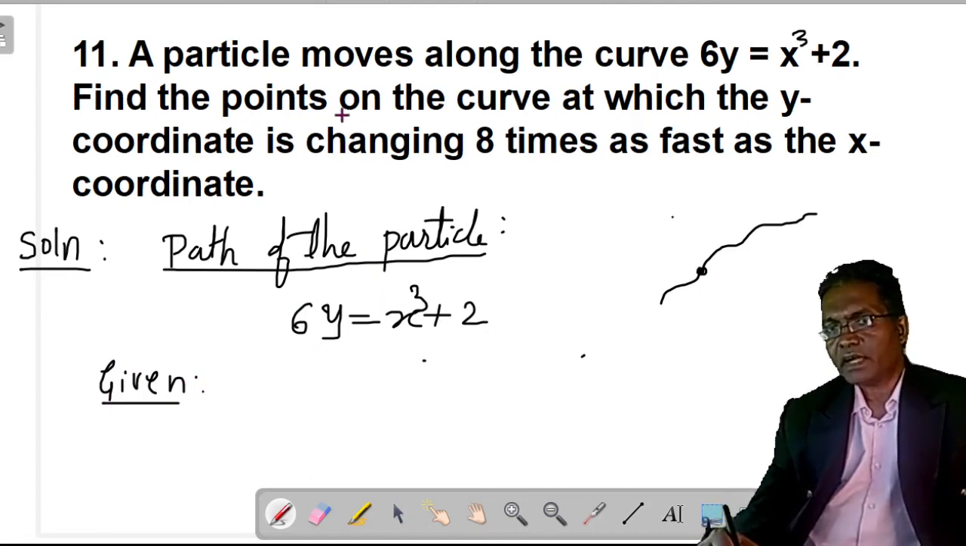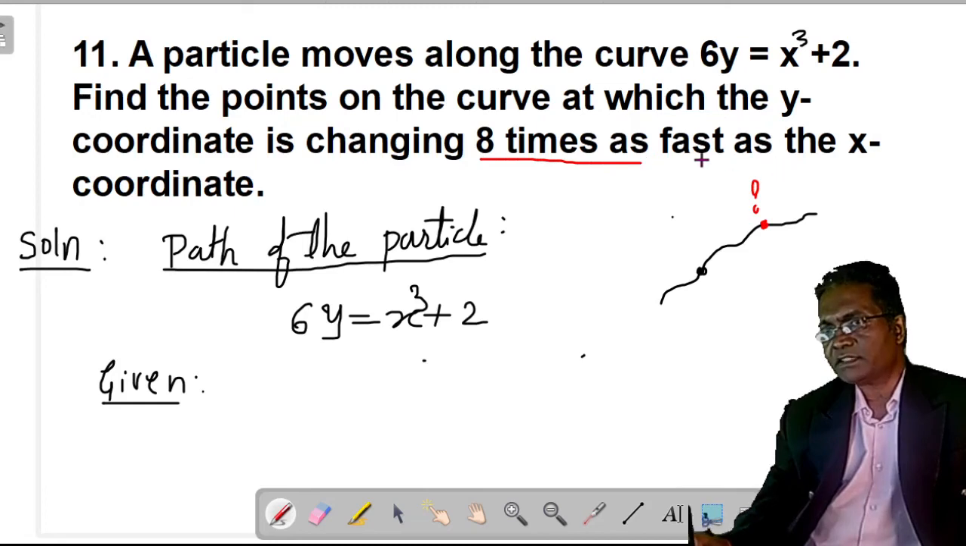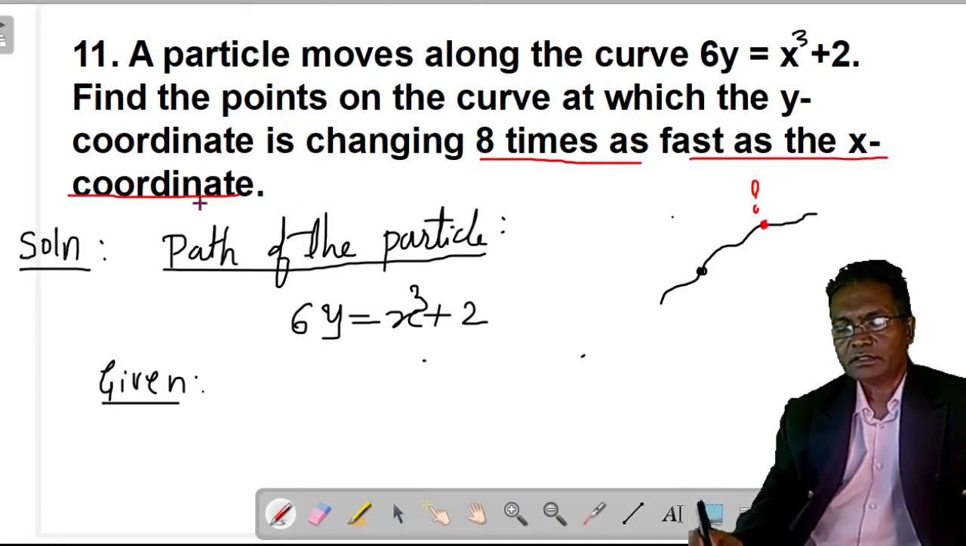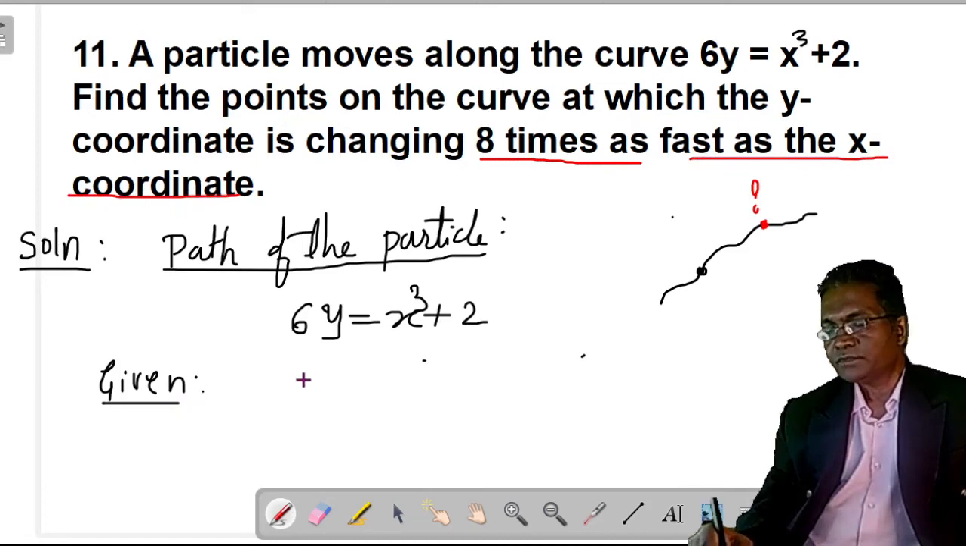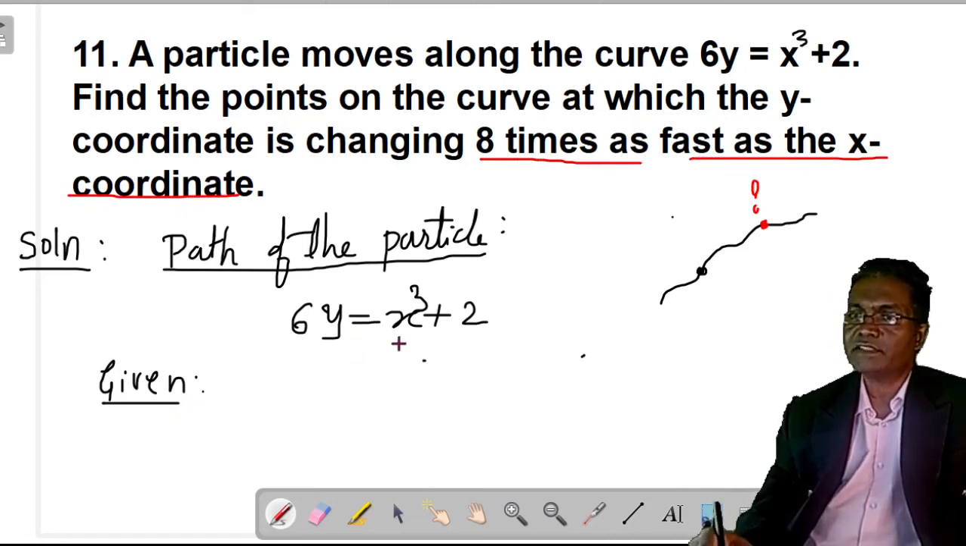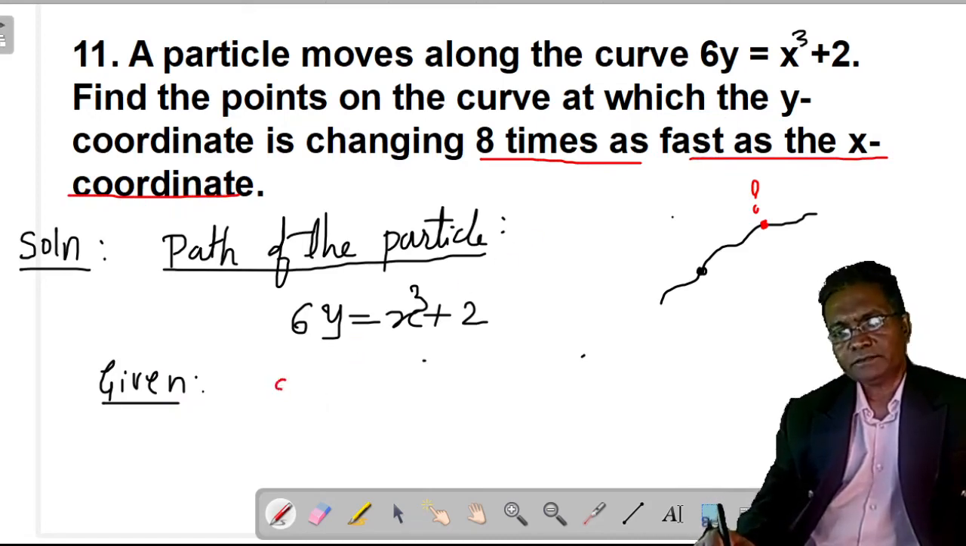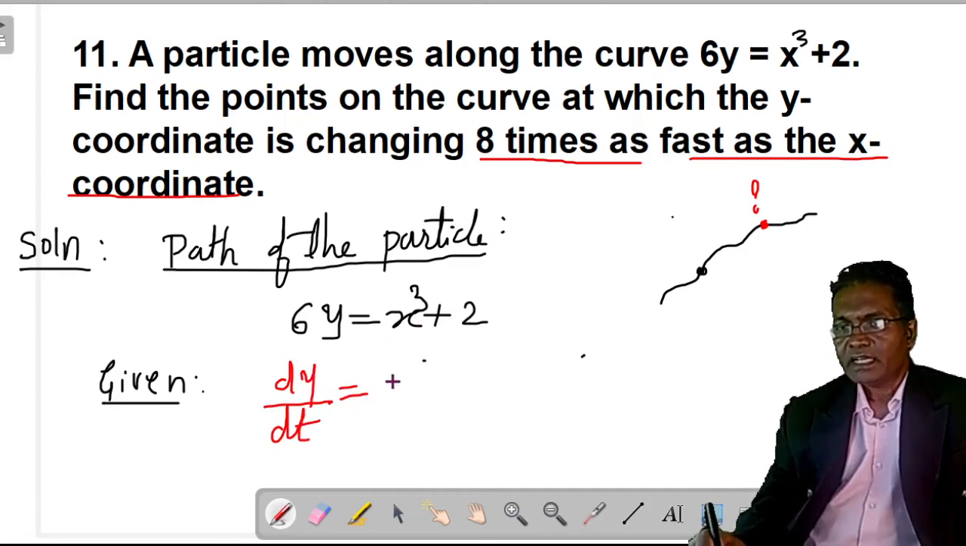You are asked find the points on the curve. You need to find the points on this curve at which the y coordinate is changing 8 times as fast as the x coordinate. Means relation between rate of change of x and y is given. Given that dy by dt means y coordinate is changing 8 times as that of this. You are given, this is important.